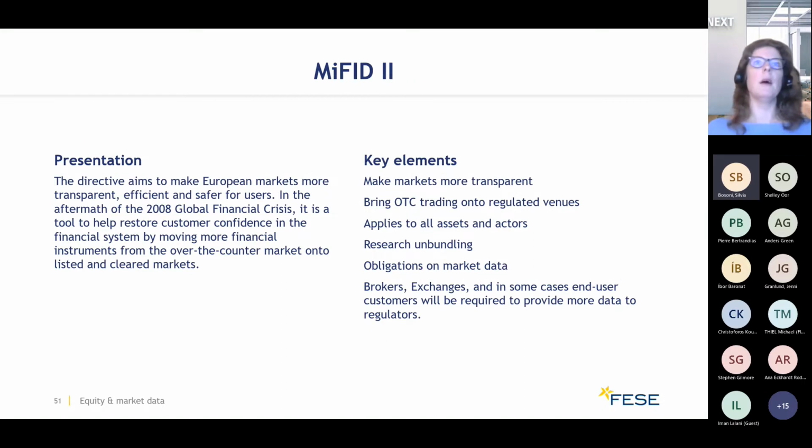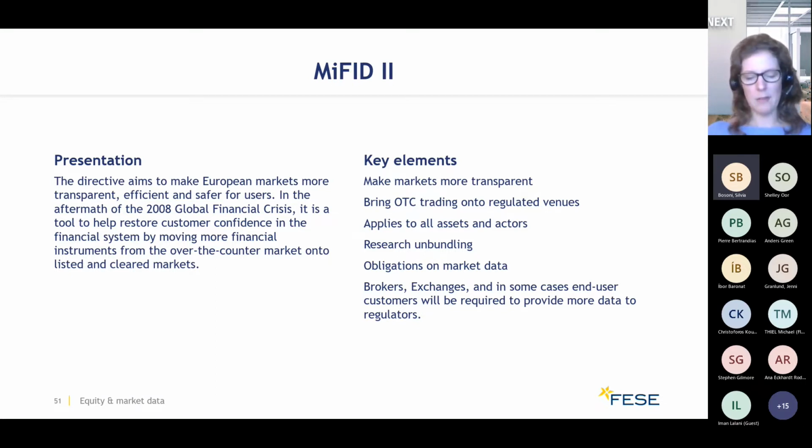Where are we now? MiFID II. So we're now in 2008. The financial crisis starts, banks start falling over, people are panicking, and the regulators feel that they need to step up their game and regulate the financial markets more strictly in order to provide safety and stability to the markets. The G20 agreement was, of course, a big element to that.